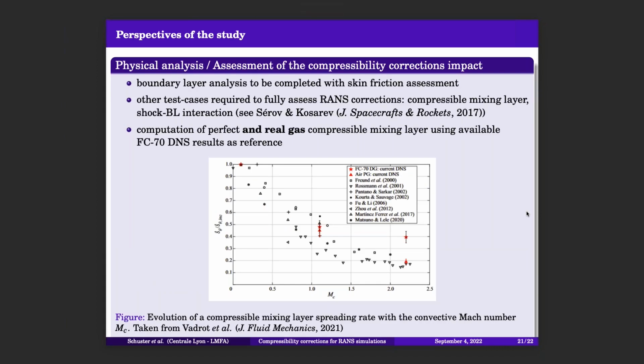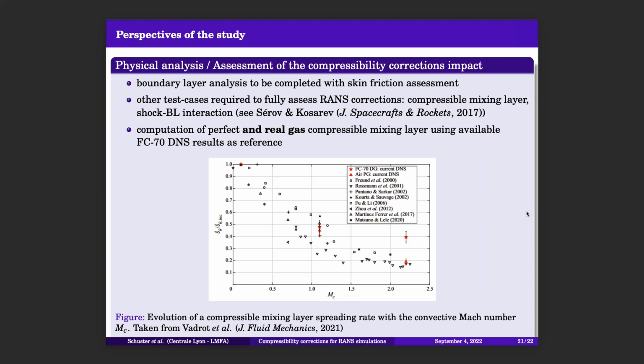Of course, we need to pursue the physical analysis. What has been shown is preliminary. We need to complete the boundary layer study with skin friction assessment, obviously. We want to focus on the compressible mixing layer, especially because we have a number of DNS results for the compressible mixing layer in perfect gas, but also in real gas. We see with a lot of interest what is the impact, and this is what we are currently computing, of this compressibility correction for the compressible mixing layer, and for shock boundary layer interaction as well. And if we can have exchanges with a previous speaker, it will be with pleasure.